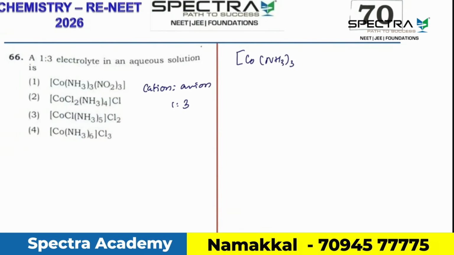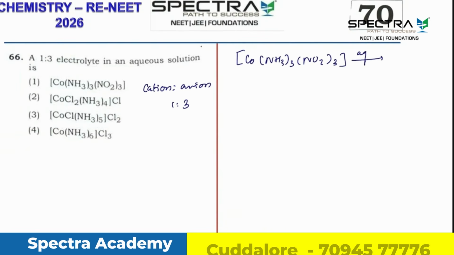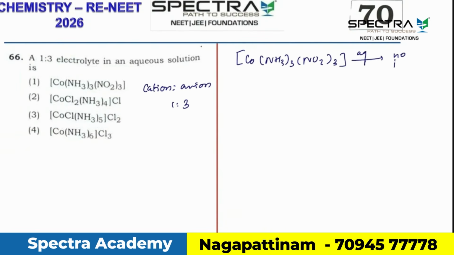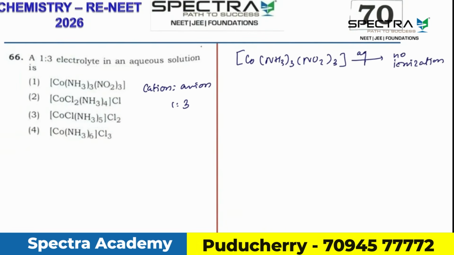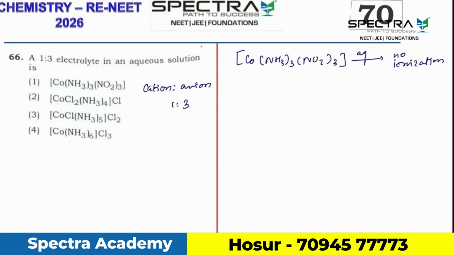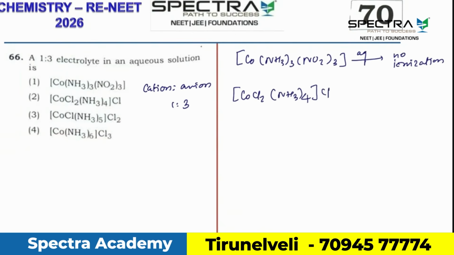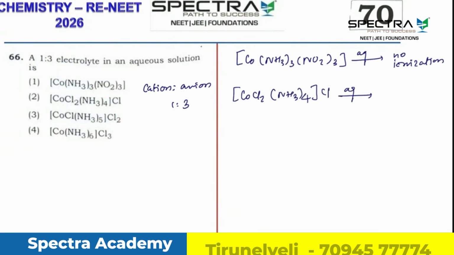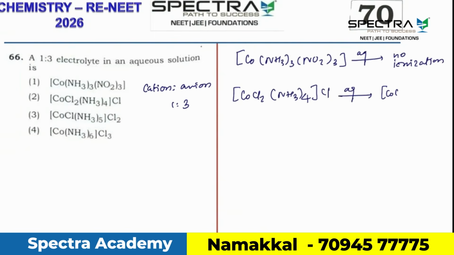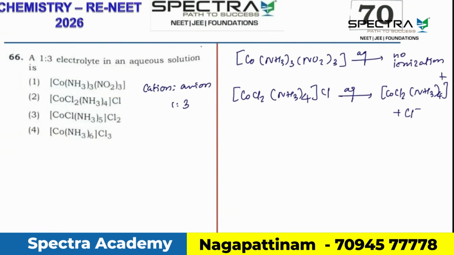Co(NH3)3(NO2)3. So this is a neutral complex. When it is added to water or aqueous medium, it will not undergo ionization to give cations or anions. So we are not having a ratio of cation to anion. Now coming to the second option, it is [CoCl2(NH3)4]Cl. In aqueous medium, it will dissociate to give [CoCl2(NH3)4]+ plus Cl-. In this, the cation to anion mole ratio will be 1:1.